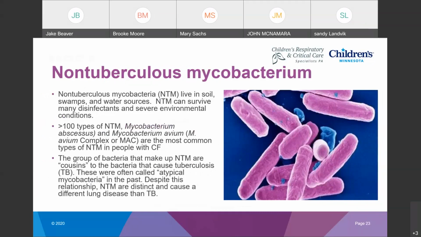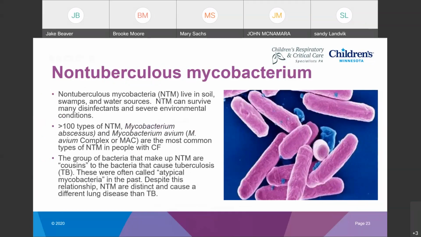Nontuberculous mycobacterium, also known as NTM, live in the soil, swamps, and water sources. Again, in Minnesota, thankfully, we do not see a lot of NTM, but we have had patients who have had it. NTM survives many disinfectants and really severe environmental conditions, so it can be hard to eradicate in the environment.